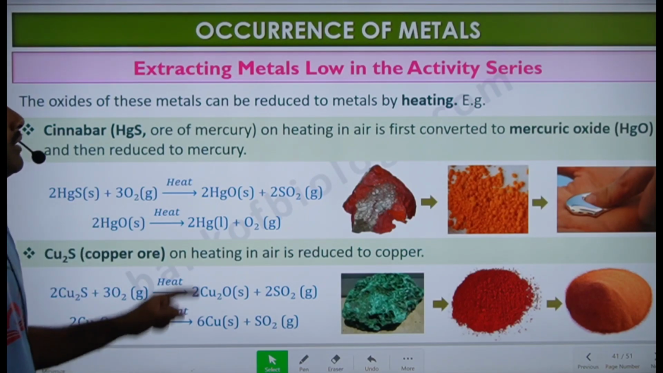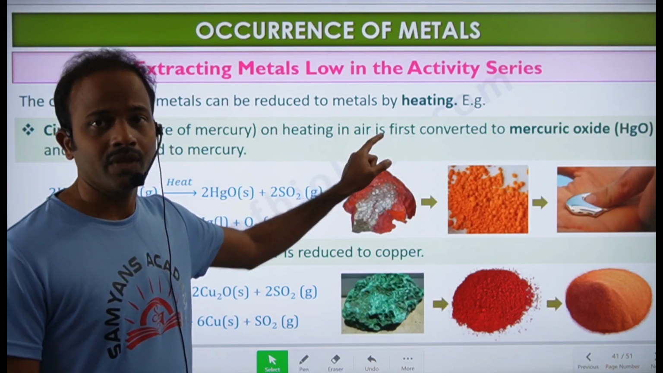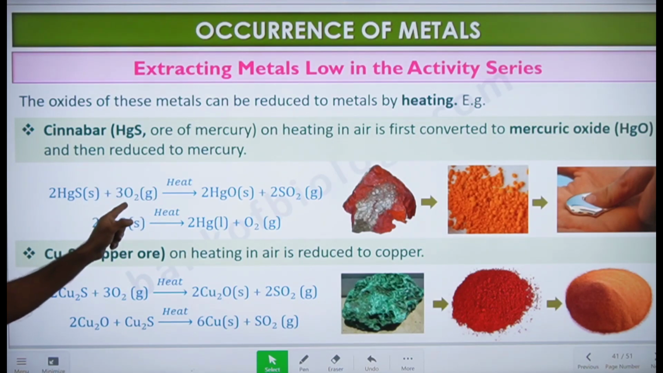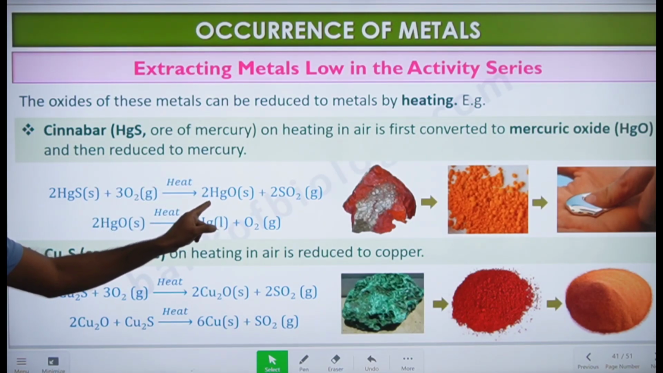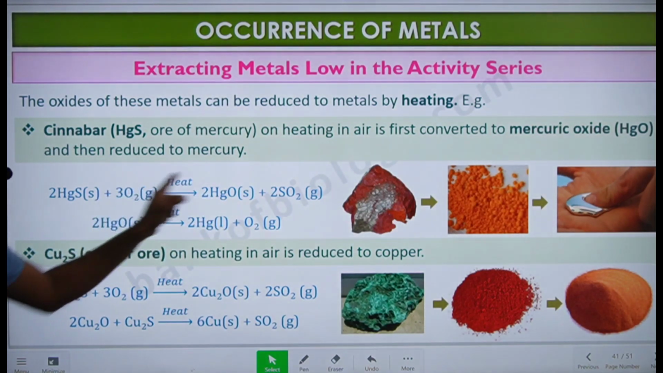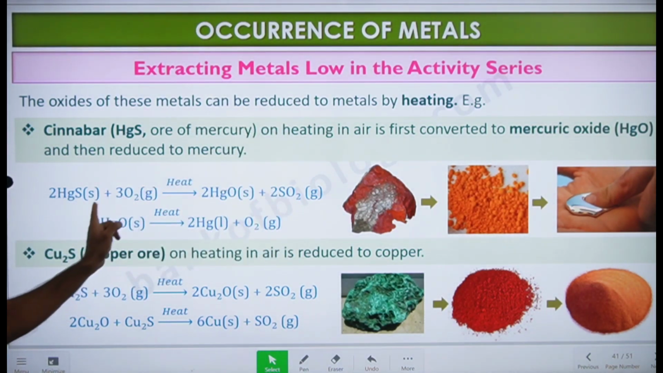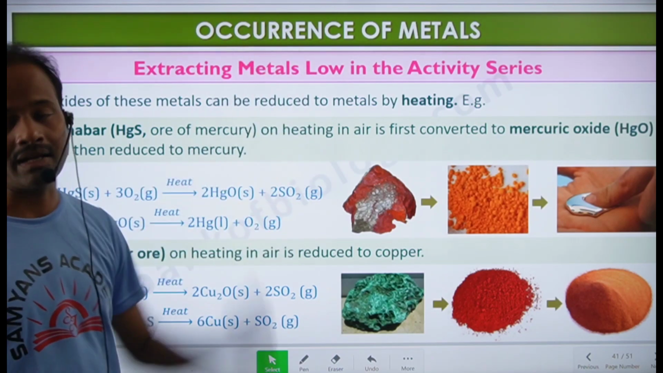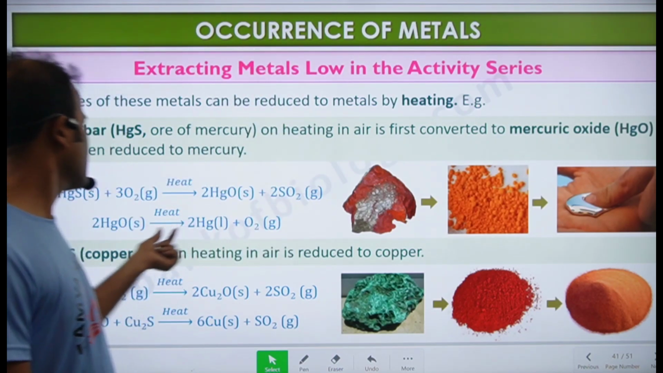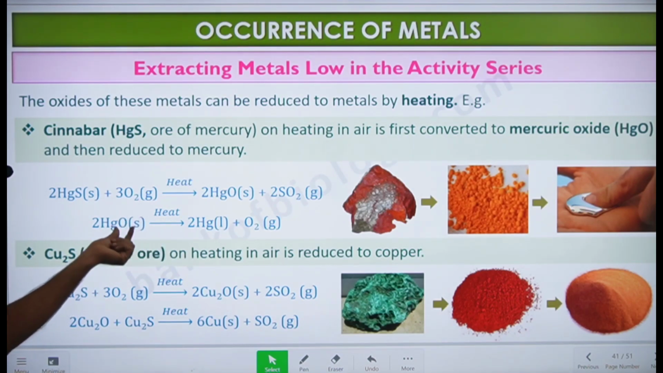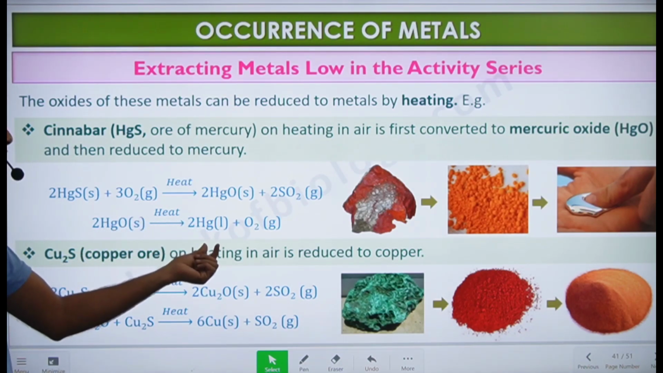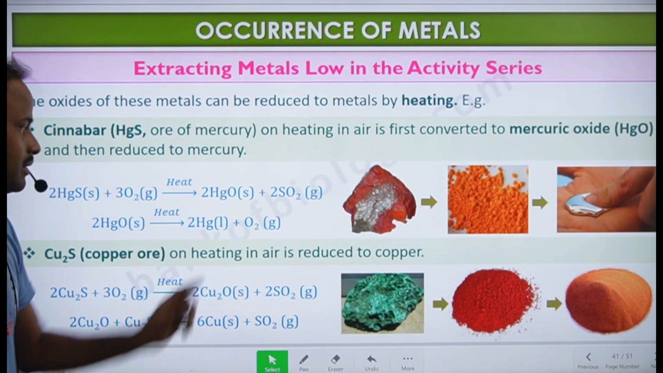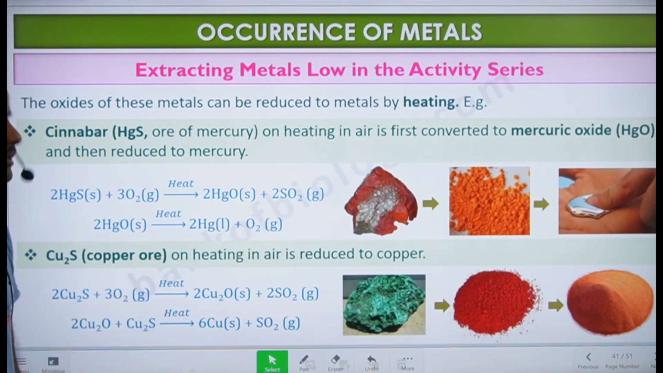First, what we are doing here is heating in the presence of air. This mercury sulfide on heating in the presence of oxygen is converted into metal oxide, that is mercuric oxide. The sulfide is evolved as sulfur dioxide gas. Okay, so this metal oxide, when you heat it further, then what will happen? By simple heating we can separate mercury from its metal oxide, right? So here we are getting mercury and oxygen.